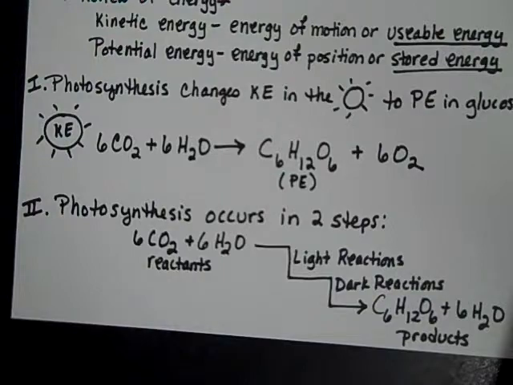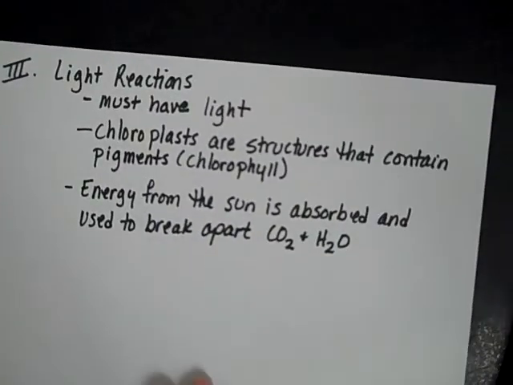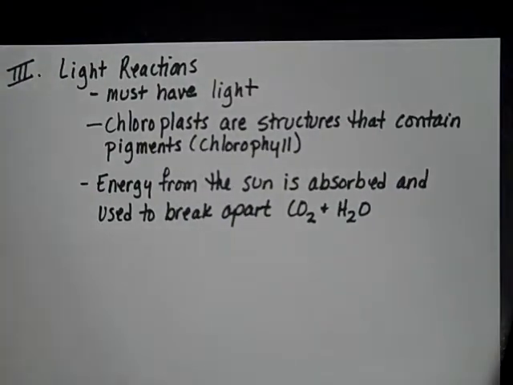So let's look at the light reactions now. The light reactions, obviously the name implies, must have light. So the sun has to be shining, or a light has to be on in the room if it's a house plant, but light has to be available. The chloroplasts are capturing that light in their pigment chlorophyll. And energy from the sun is absorbed and used to break apart carbon dioxide and water. And that's really the first step, is breaking those reactants apart. That's all that's happening in the light reactions. The energy from the sun is breaking apart carbon dioxide and water.